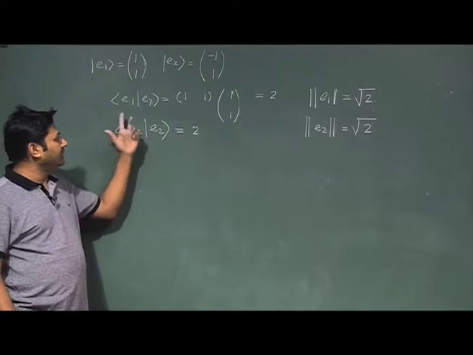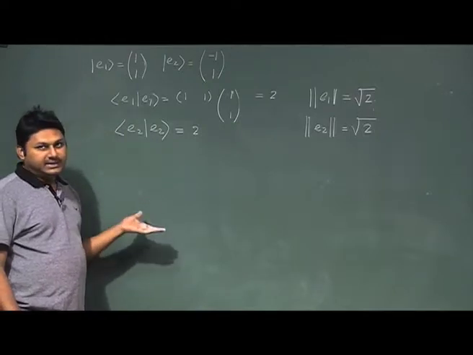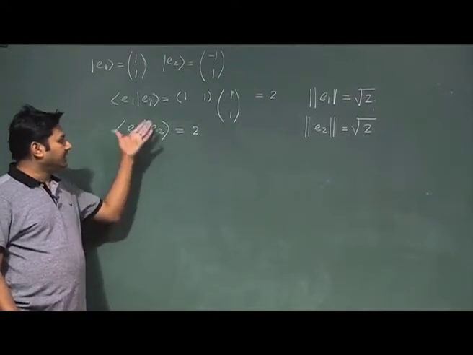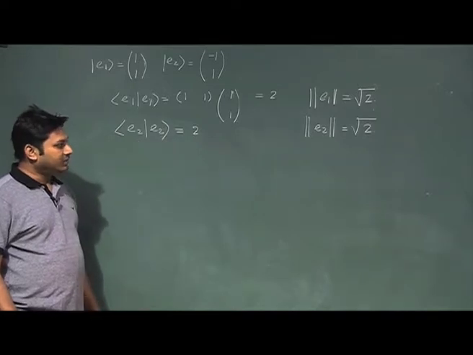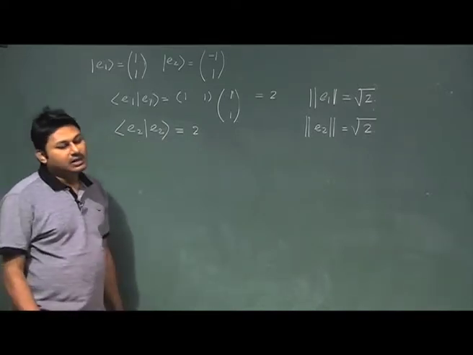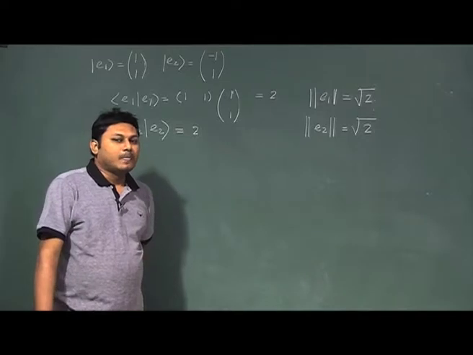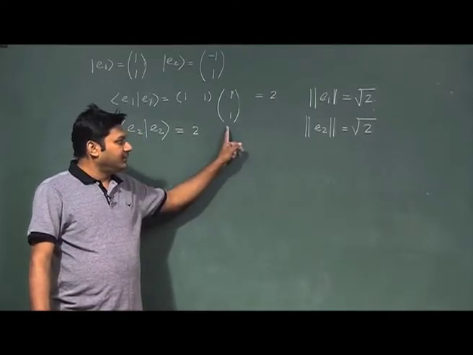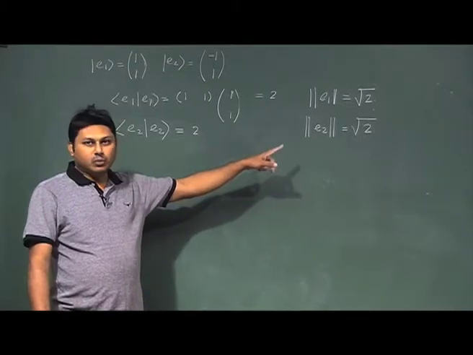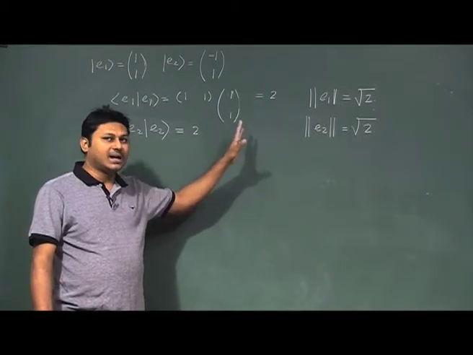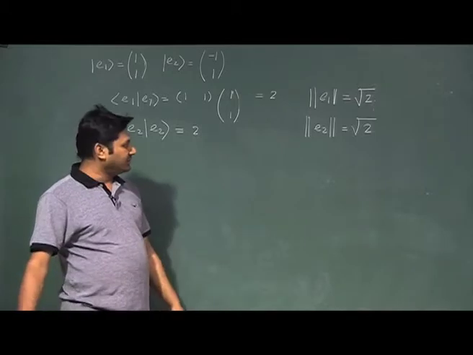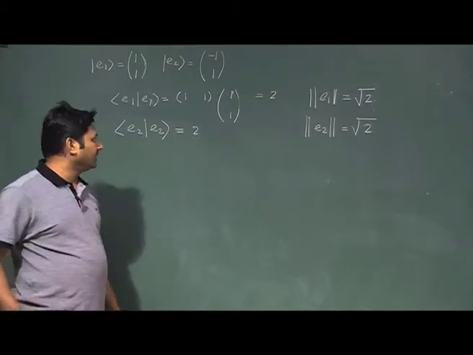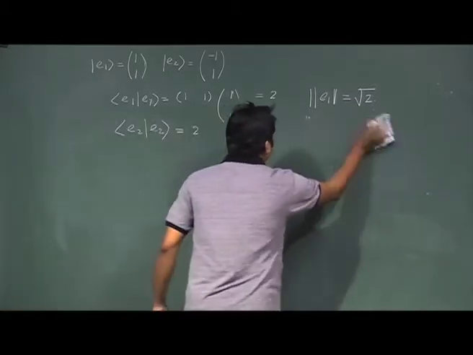That means the angle between these two vectors is 90 degrees, because the inner product gives me 0. In general we say this is the orthogonal property, but the norm values of these individual vectors are not equal to 1. So they are not normalized, and in general they are not orthonormal, even though they are orthogonal.